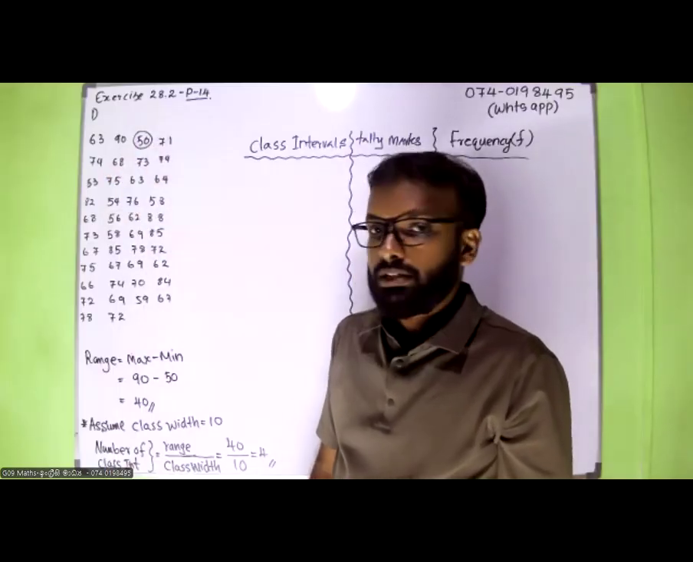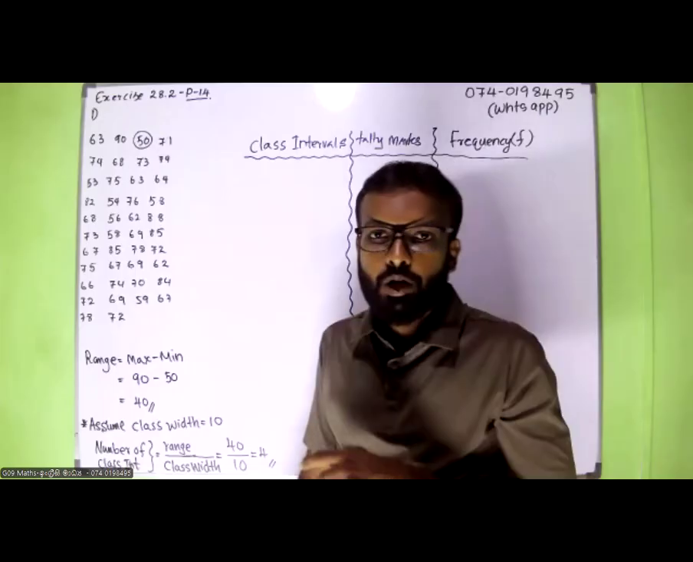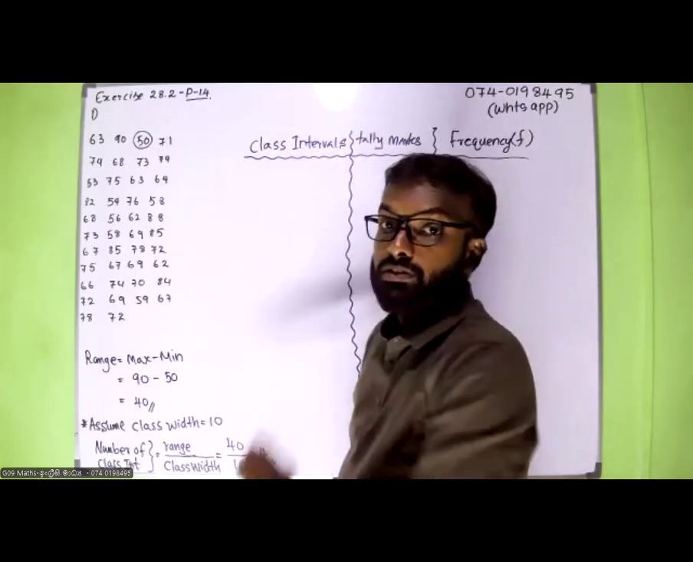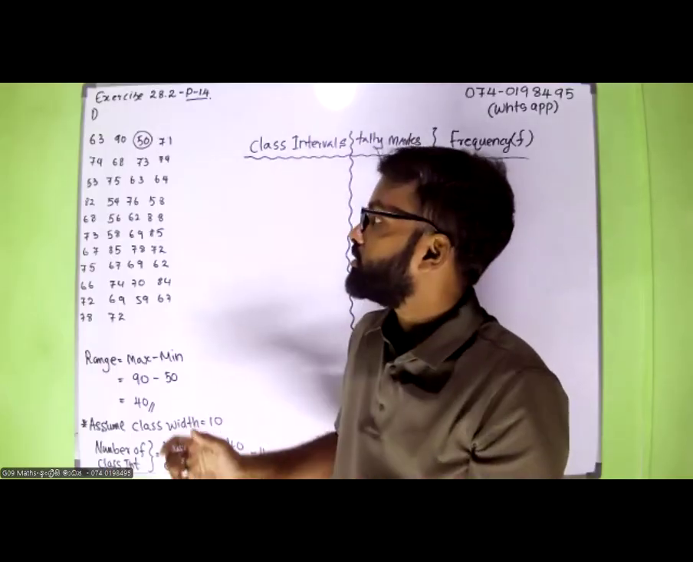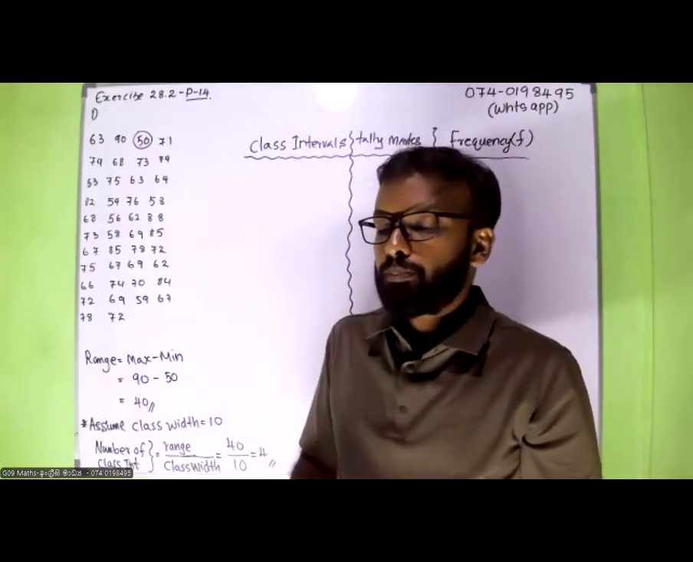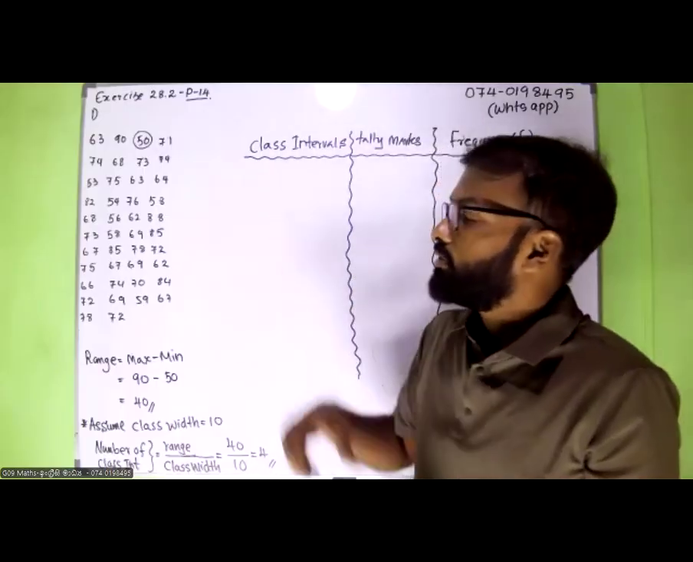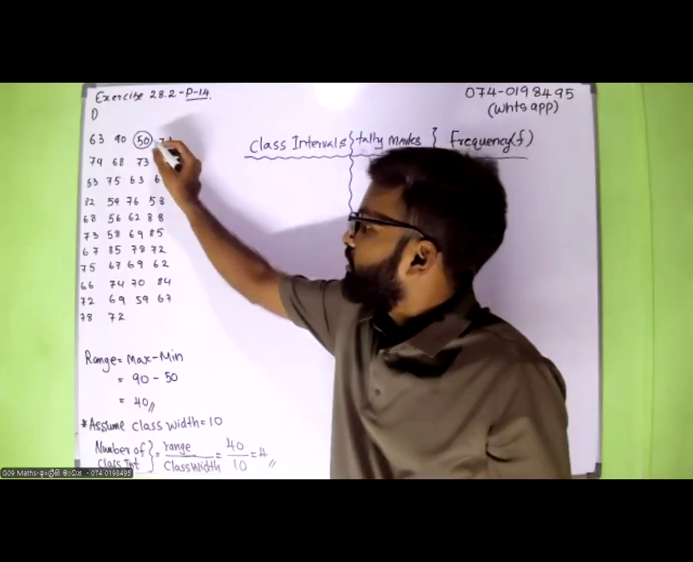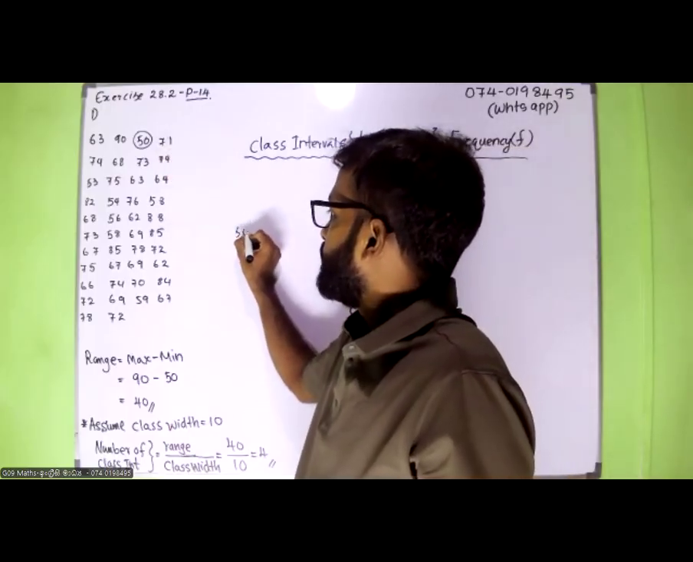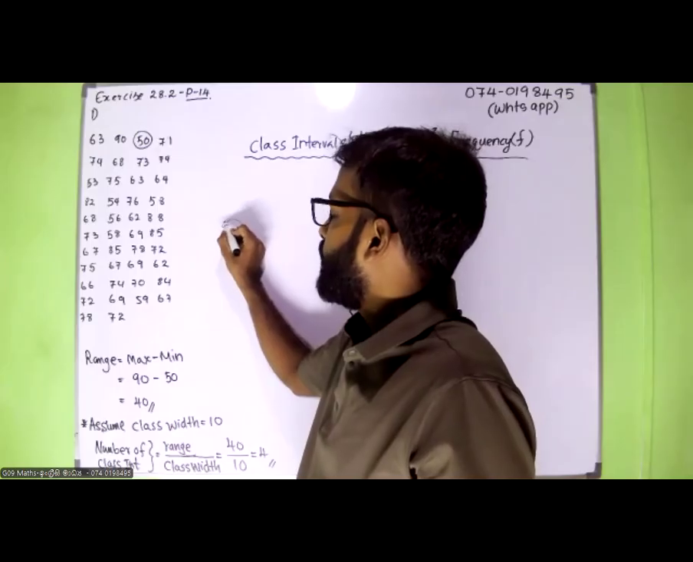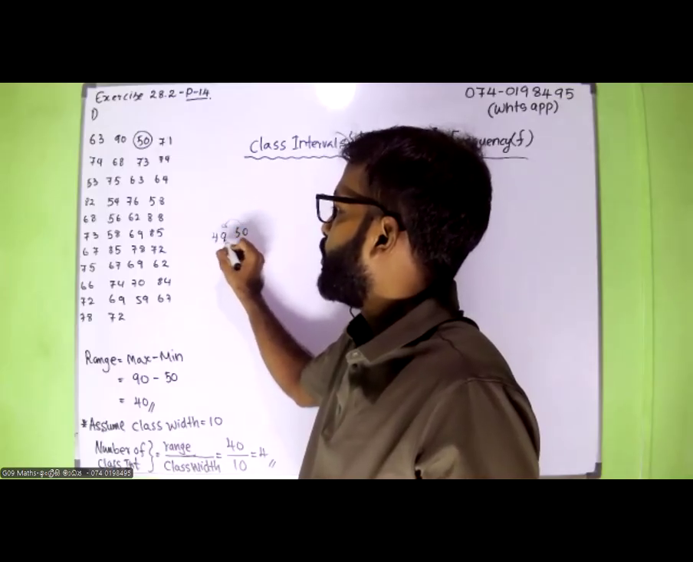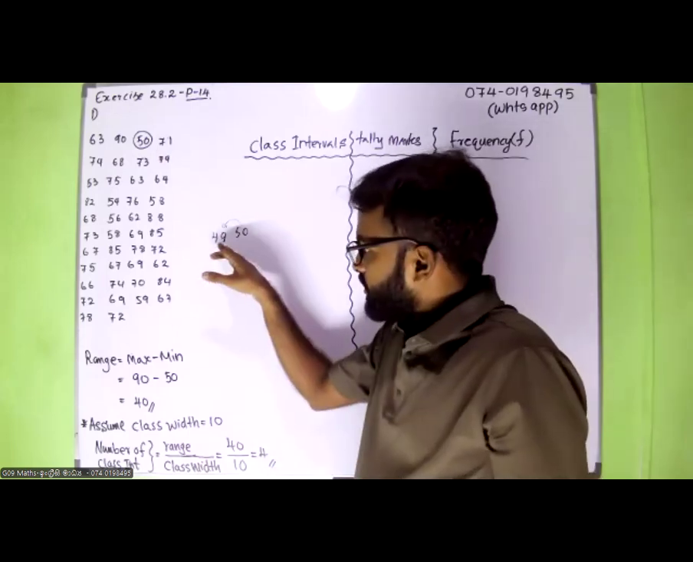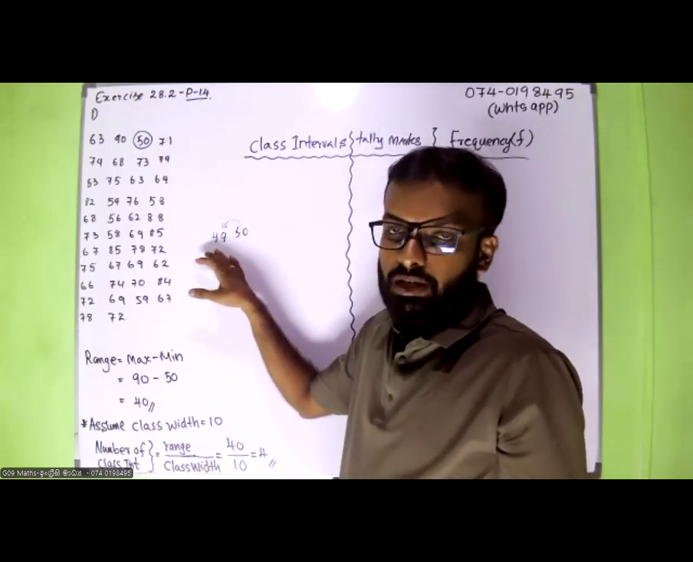So in this kind of situation, don't go for close gap class intervals. Because if you are using close gap class intervals, and this is the minimum number, you have to subtract 1 from it and start from 49. This way is also correct.